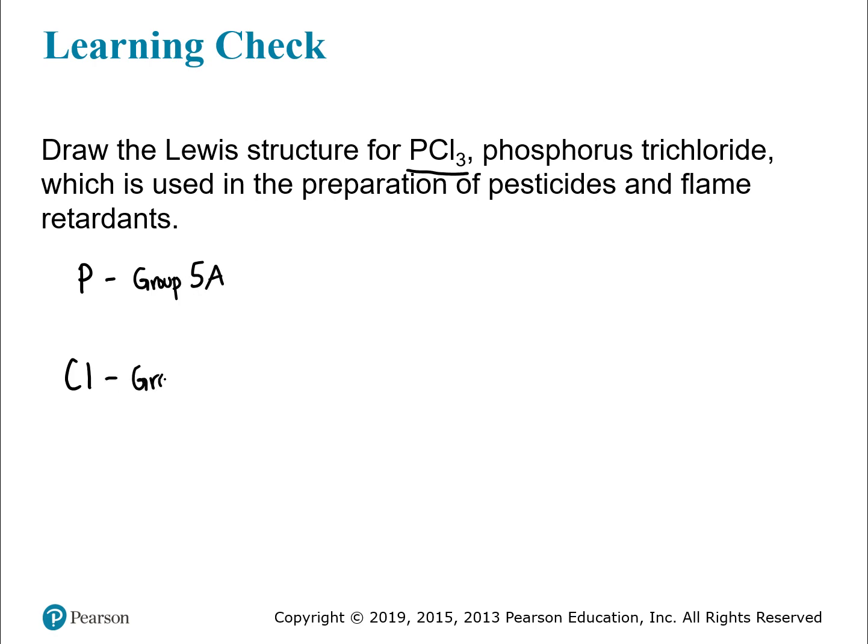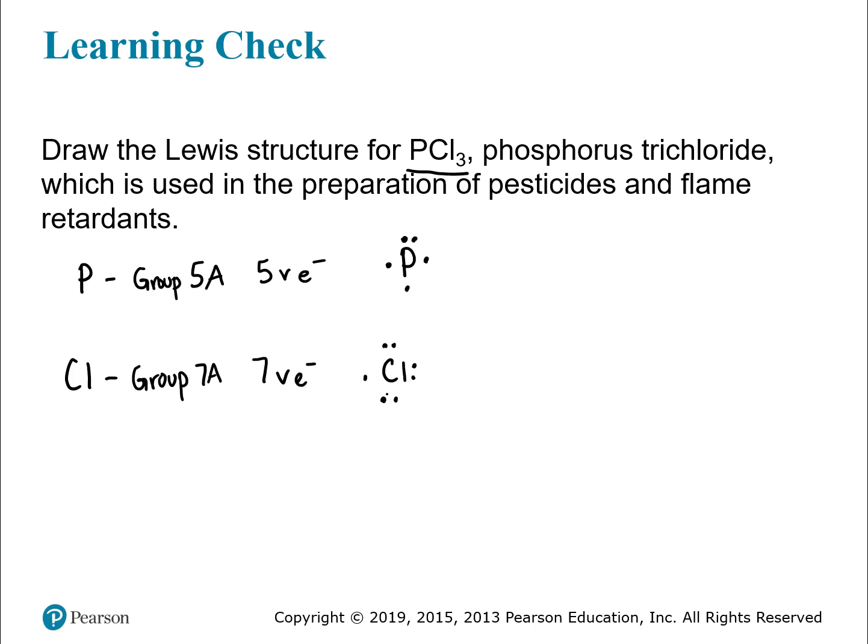Phosphorus is in group 5A. Chlorine is in group 7A. We've got 5 valence electrons for phosphorus and 7 for chlorine. We draw our symbols in by going around until we've placed all our valence electrons. And again, you don't want to pair up unless you have to. So those are the structures for just the individual atoms.